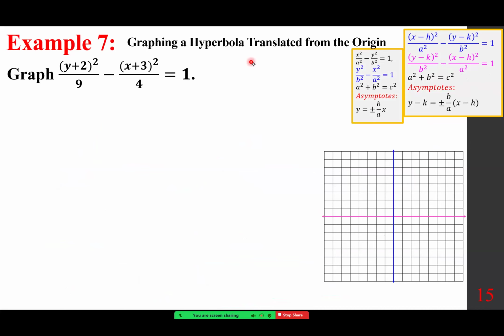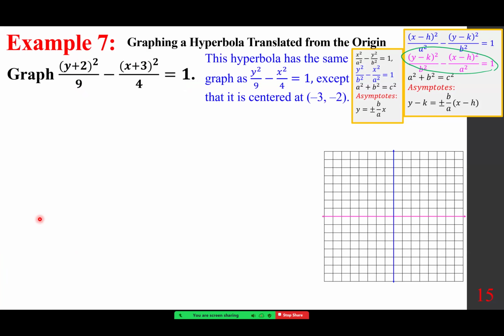So, graphing a hyperbola translated from the origin. This is the basic one. Now the transformation. In this case, we have (y plus 2) quantity squared over 9 minus (x plus 3) quantity squared over 4 equals 1. Clearly, we can see the center is at -3, -2. A squared is 4, b squared is 9, because we are going to compare it to this one. So we have 3 pieces of information: the center, a squared, and b squared.